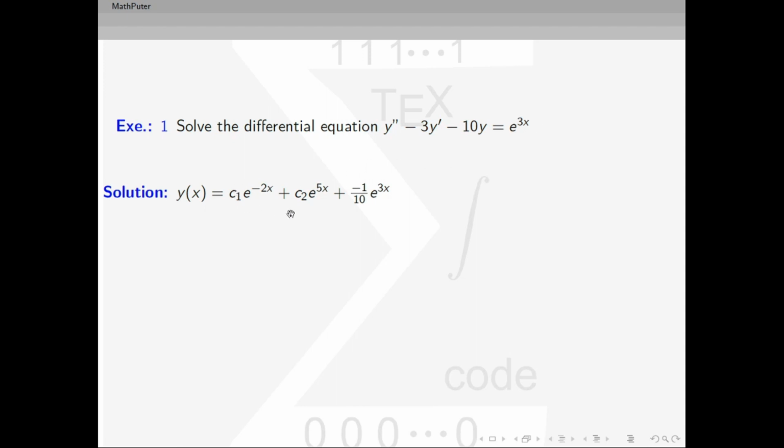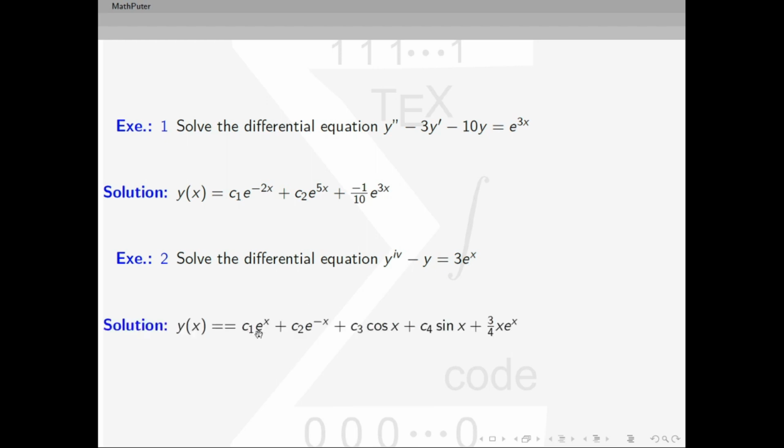Is e raised to 3x repeated here or not? If not, then assume a constant into e raised to 3x and find the constant. Whereas in the second example, yc(x) is this: e raised to x, e raised to minus x, cos x, sin x. The same question I asked for this example. Is e raised to x repeated with this or not? Yes, here e raised to x is going to be repeated. So I don't assume only a constant into e raised to x. I assume a constant into x e raised to x, to make the function linearly independent with these functions.